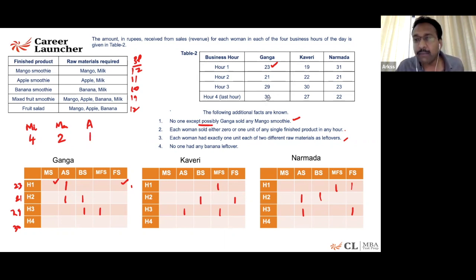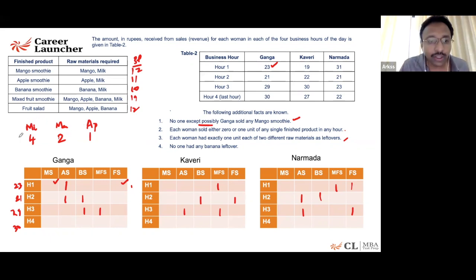So if, let's say, 30 minus 3, let's say Ganga has mango and apple, that means you would have sold 1 unit of this, 1 unit of this. That is 3 rupees from this 30 would have been because of these leftovers. That is 27. But there is no combination that will give me 27. So that means to say it cannot be mango and apple. That means it has to be with milk something else.